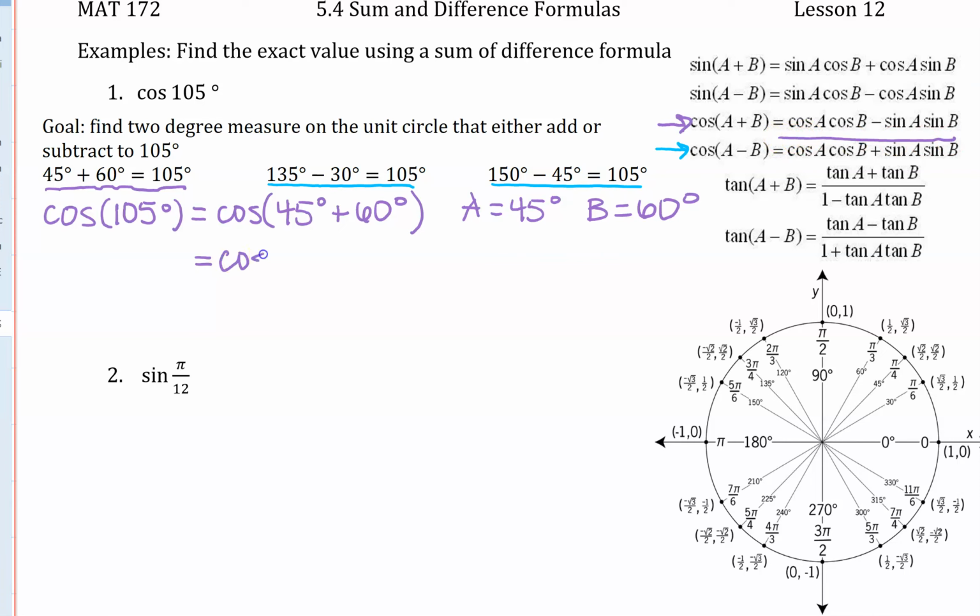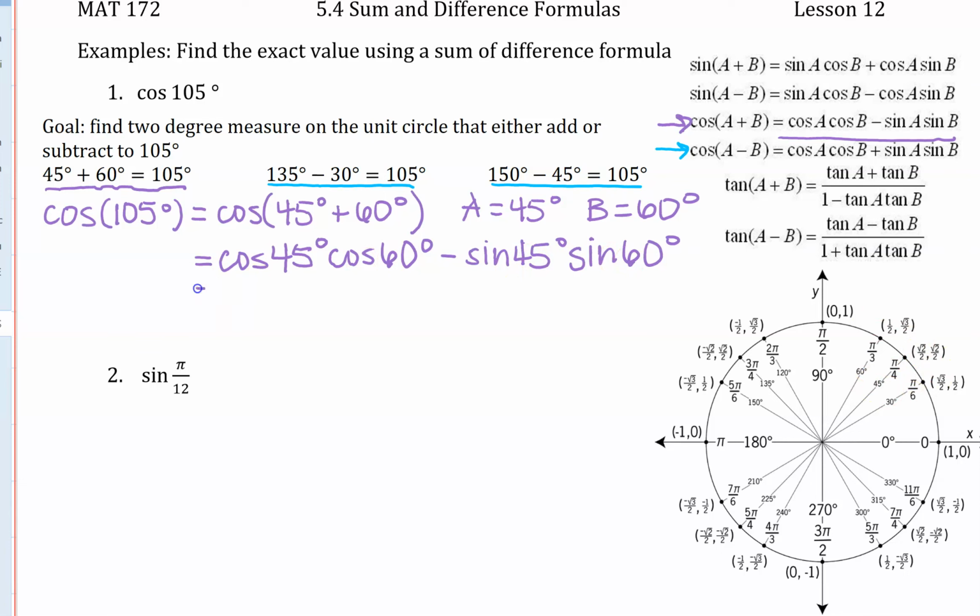So we would have cosine of 45 degrees multiplied with cosine of B, so multiplied with cosine of 60 degrees. And then we subtract sine of A, so sine of 45 degrees, multiplied with sine of B, so multiplied with sine of 60 degrees. And now all four of these values, cosine 45, cosine 60, sine 45, and sine 60, we can find the exact values of using the unit circle.